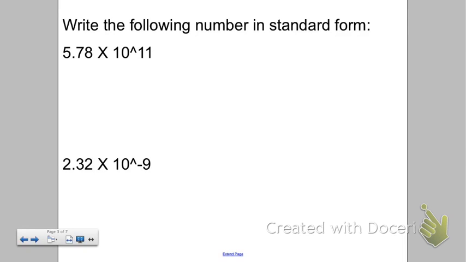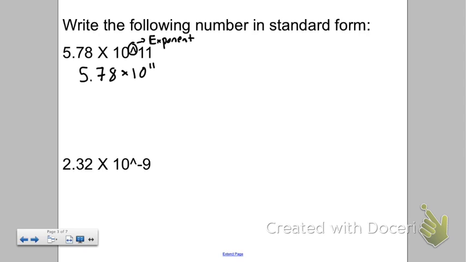And my last question. Write the following numbers in standard form. I have 5.78 times 10 to the 11th. This symbol represents the exponent. So I can rewrite this as 5.78 times 10 with an exponent of 11.